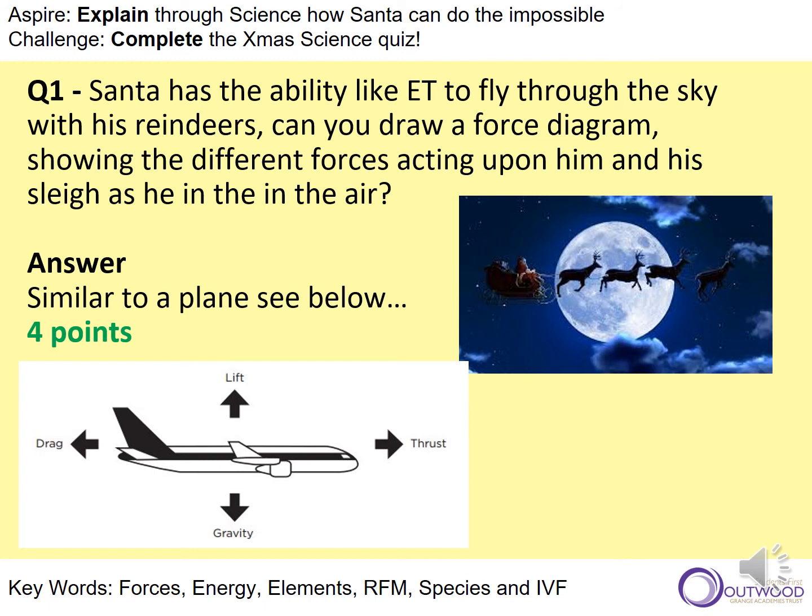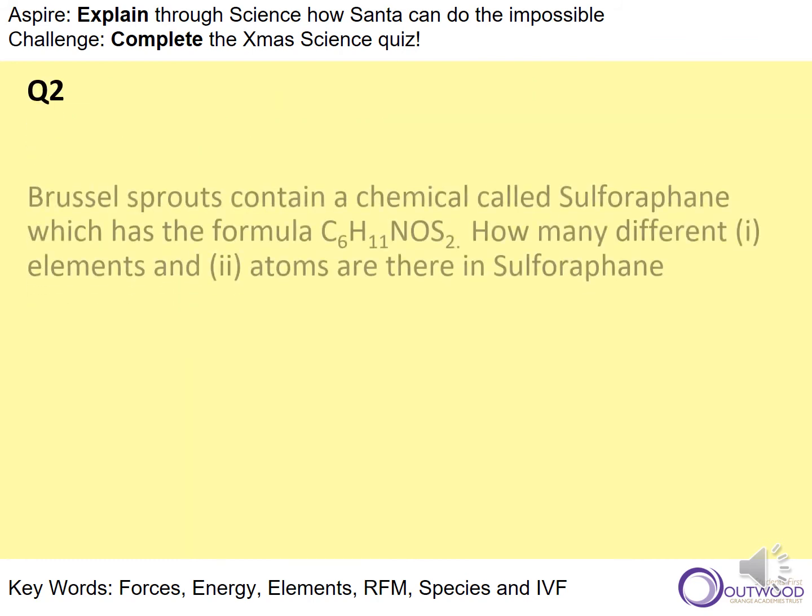And that is the force pulling it down. Okay, so you've got your four: drag, lift, thrust, and gravity. One point for each, and you should have drawn that force diagram as so. That's question 1.